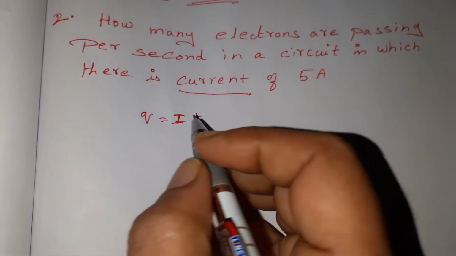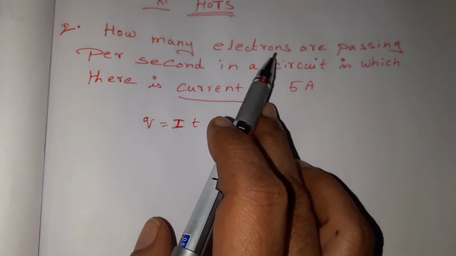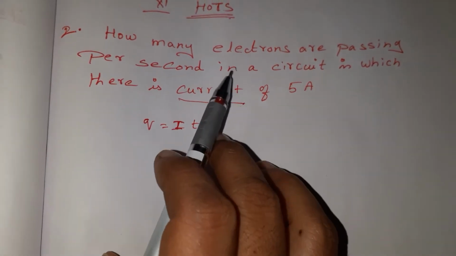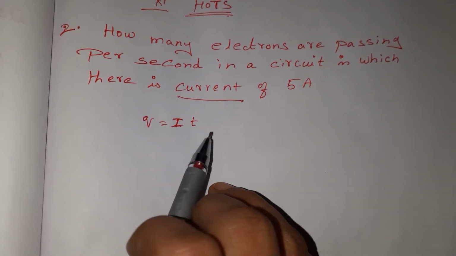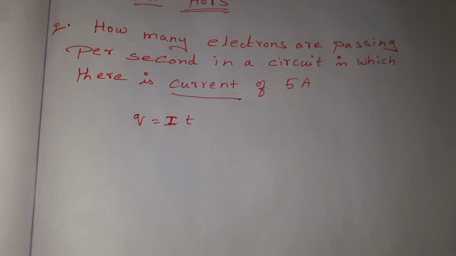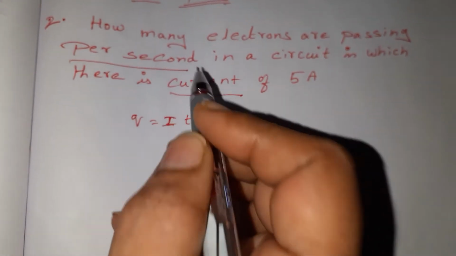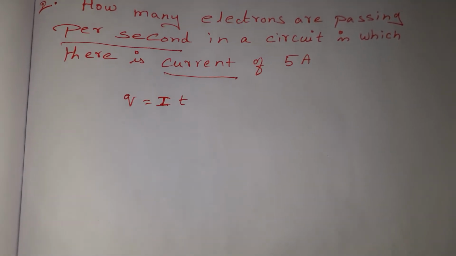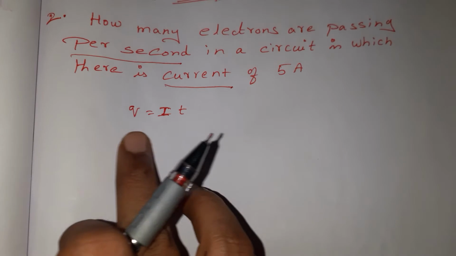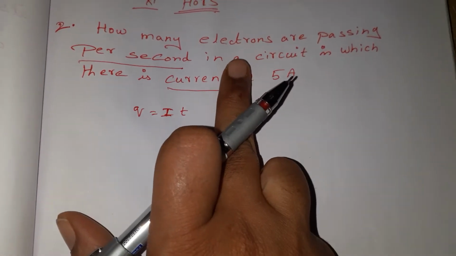Okay, this is the related formula based upon the electrons and current, charges and current. So Q is equal to I into T. Here I is given as 5 ampere, and T is given as per second, so 1 second. I is 5 ampere and T is 1 second. You have to find out the Q. They asked how many electrons are passing through that.